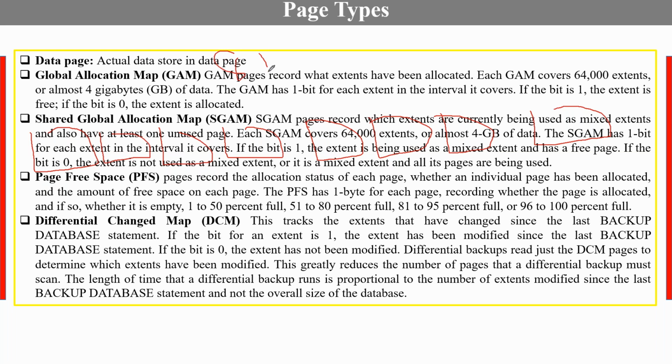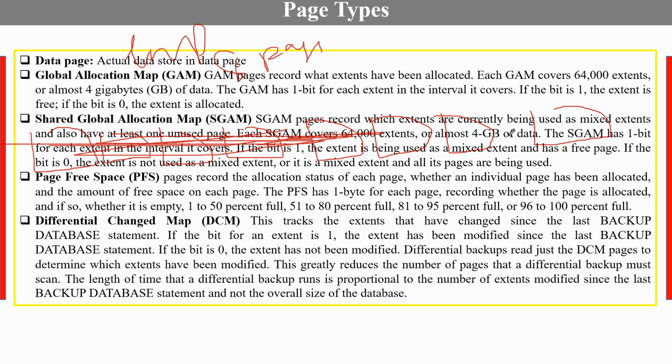Sir, 8 pages got allocated for this table, for the employee table. Out of these 8 pages, only 5 pages got consumed with the data, and the rest 3 pages are free because you inserted only 100 records. Those 100 records fit in these 5 pages. Remaining 3 pages are free, right? So how can I track this information, Subbu?